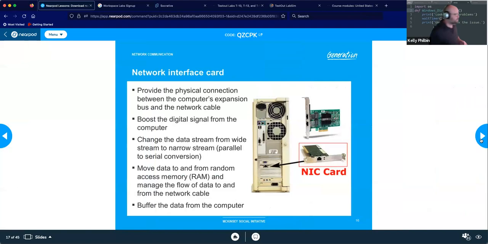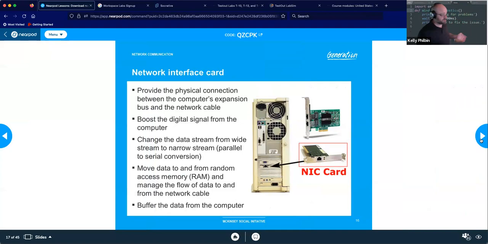So we talked about physical topologies. We talked about geographic network types. Now we can get into some of the network devices. We briefly mentioned before the NIC, or the network interface card, and its primary purpose is to provide a physical connection between the computer and your network cable, essentially just facilitating that communication.